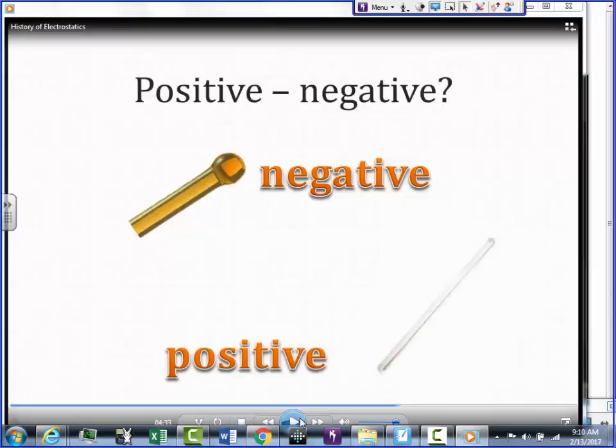Does that make sense? So I just wanted to point that out right here, that Franklin just had to name it something. So he went positive, negative, and he may actually have it kind of backwards.